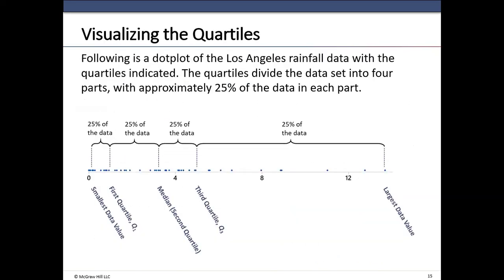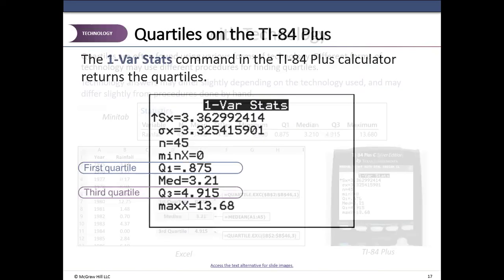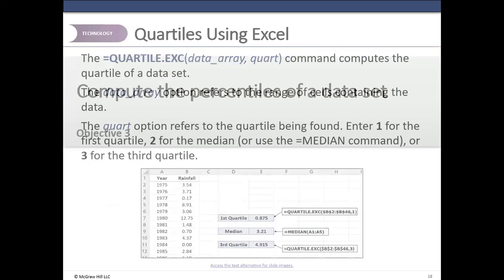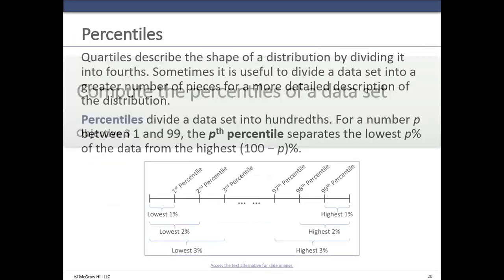So this is the picture. You see the smallest data value is the minimum, then the first quartile, then the second quartile or median, then the third quartile. There's a huge gap between the third quartile and the maximum value. So above the third quartile, 25% of the data, below the third quartile, 75% of the data. Okay. So percentiles of a data set.